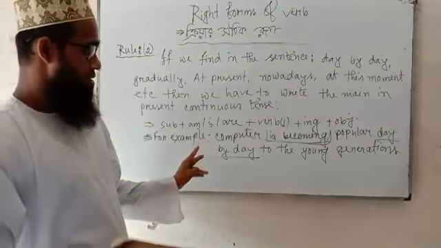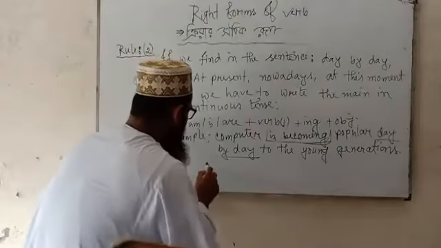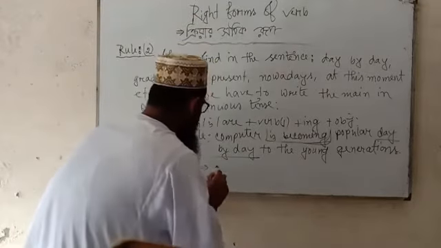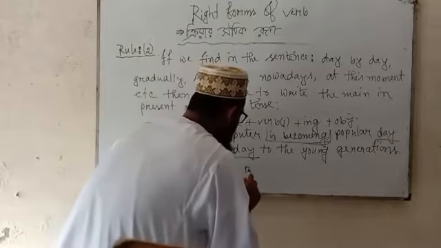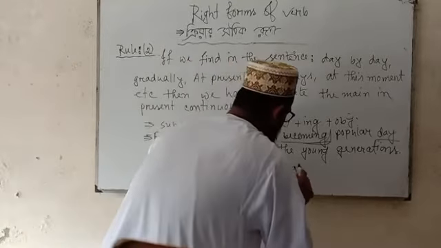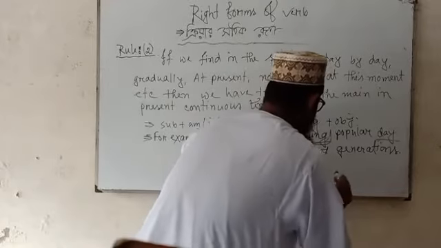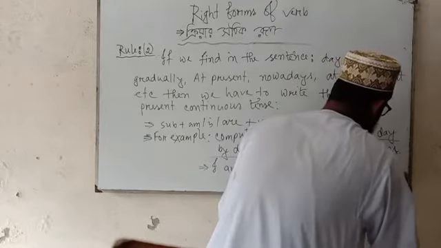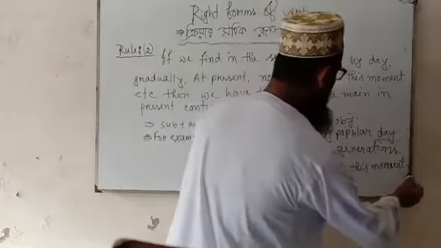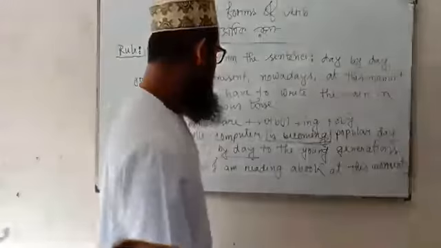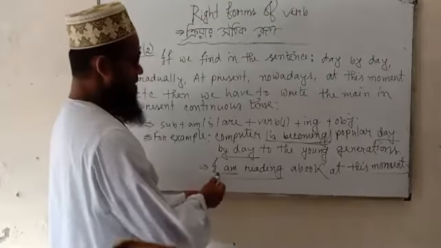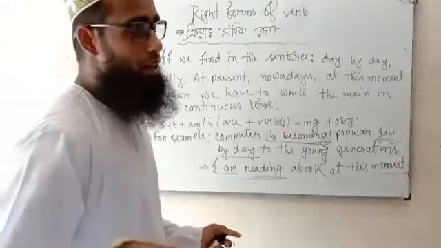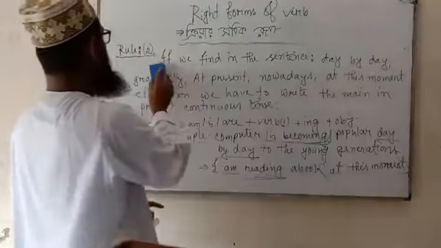I think another example is needed in this regard. I am reading a book at this moment. In this sentence we find at this moment, and for this reason I have used subject plus am plus verb plus ing. Dear students, I think this rule is totally clear to you. Okay, next rule.